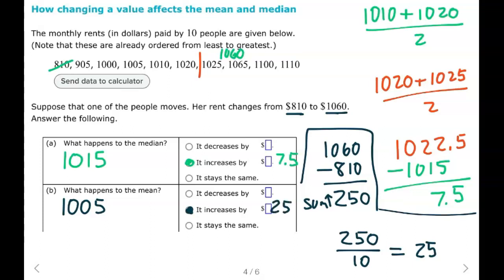And you could go through the calculations. You could take the 810 out of it, put the 1060 in there, add them all up, divide by the number of numbers, and you'll see a new mean of 1030. All right, so hopefully this is helping you on your learning path.